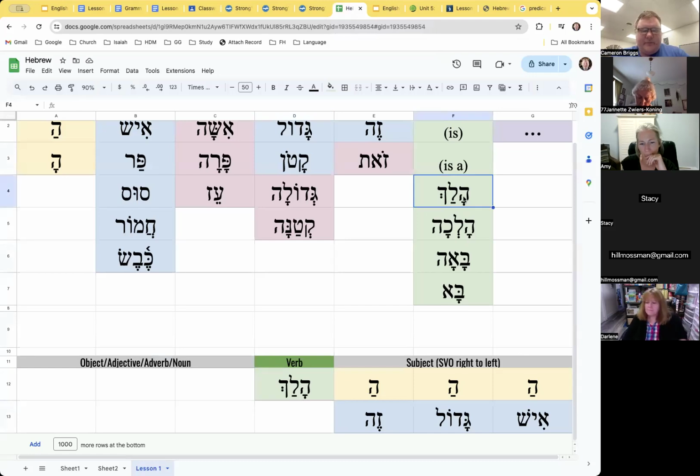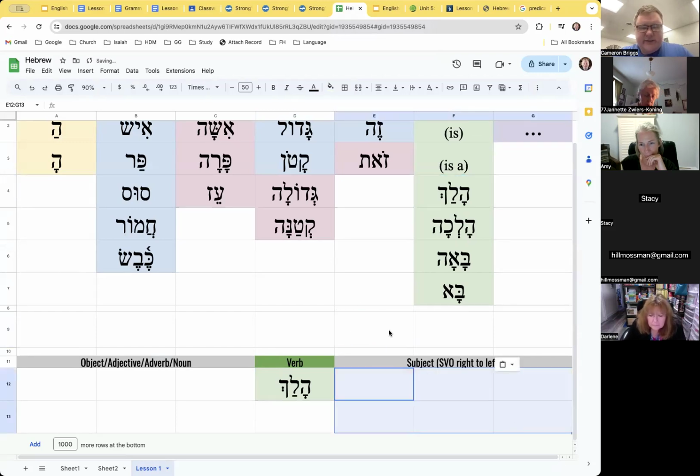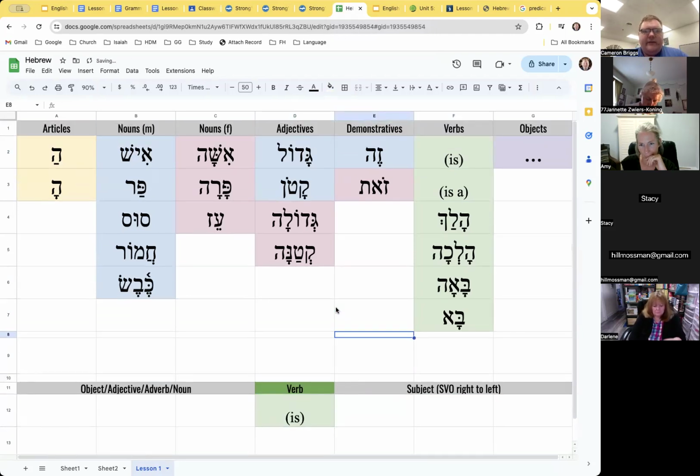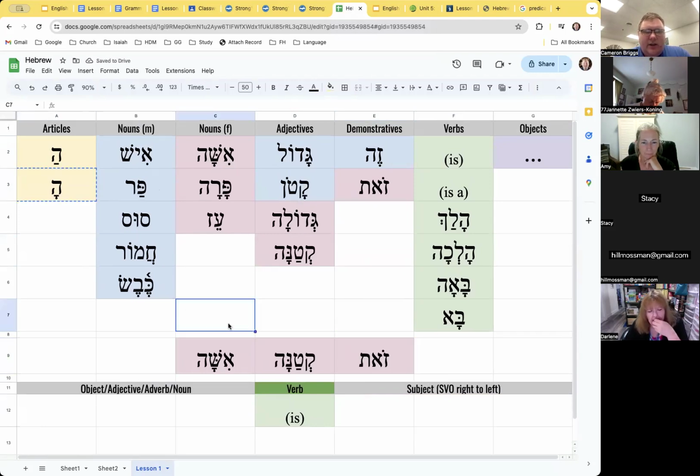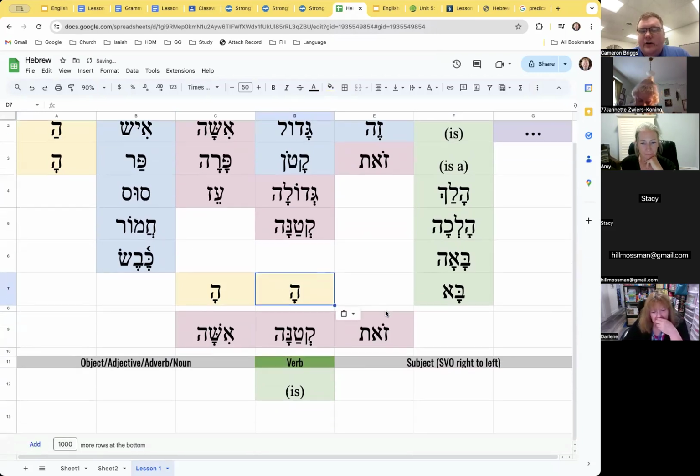Yep. So, what if I'm just gonna play around with some of these sentences a little bit here. So if we have "is" and we want to use isha, katana, and zot, but only isha and katana have an article in front of them. How would we construct the sentence here?